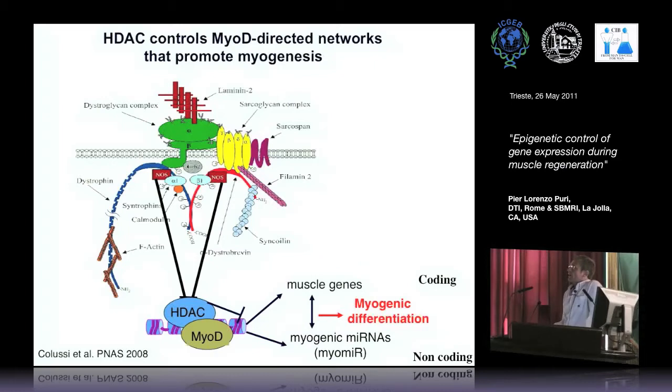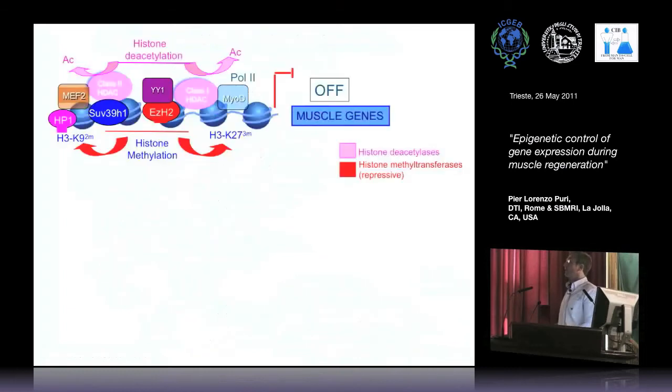So as HDAC and MyoD control the coding and decoding epigenome, and in particular muscle genes and a myogenic microRNA that are commonly defined as myomiRs, it's very important to step back and go to what we have learned in the last 10 years on the control of muscle gene expression at the chromatin level.